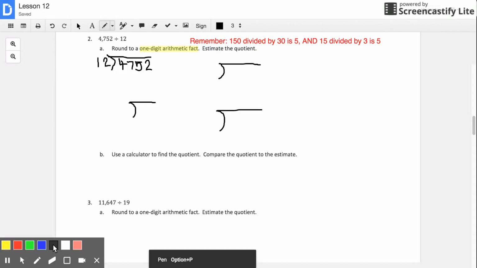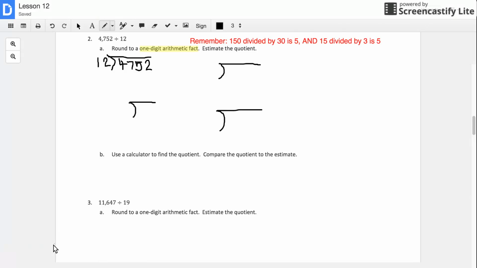So for this one, we have 4,752 divided by 12. And let's look at our divisor. Our divisor is 12, and that is close to 10. I like to think in terms of tens: 10, 20, 30, 40, 50. It's really close to 10. So we're going to round that to 10.